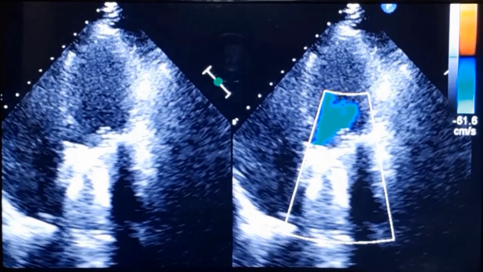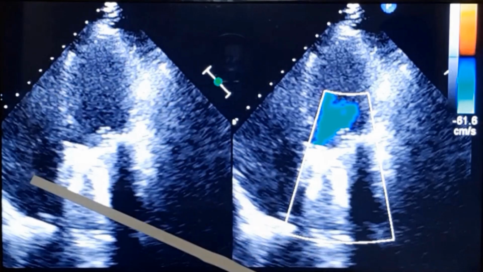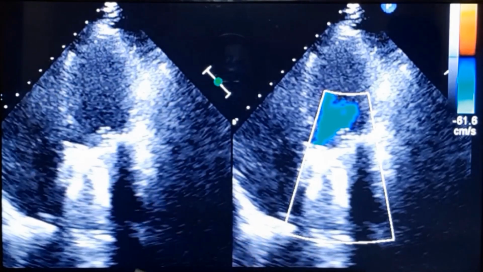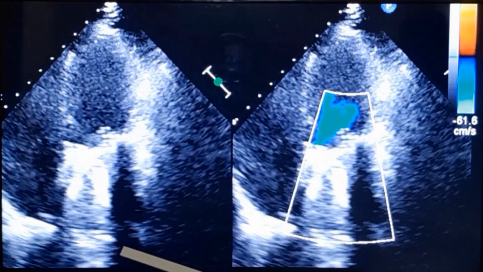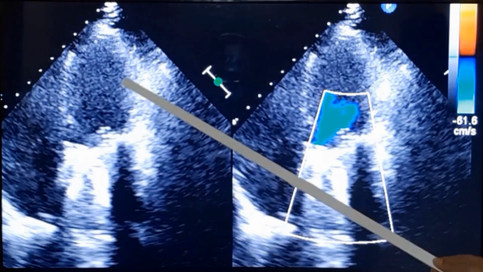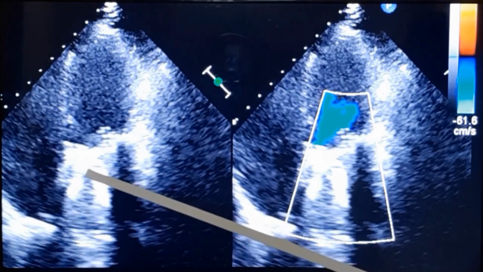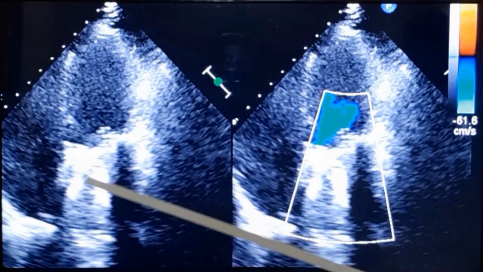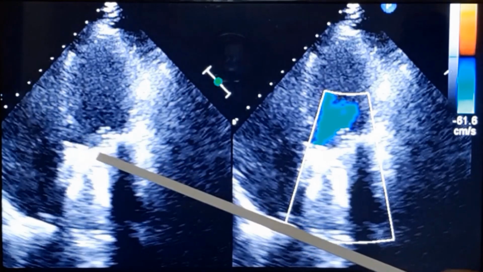Moving on to the apical four-chamber view. This is the left ventricle, right atrium, left atrium. Here you can see that the problem of acoustic shadowing is much more. Very dense shadows are seen in the left atrium, so there is no possibility of picking up any vegetation or thrombus in this region at all. Very dense shadowing. This will be the region of the prosthetic valve.